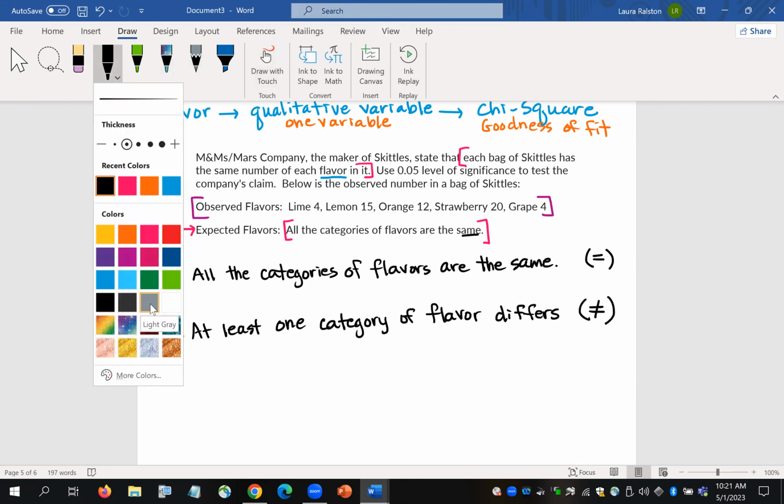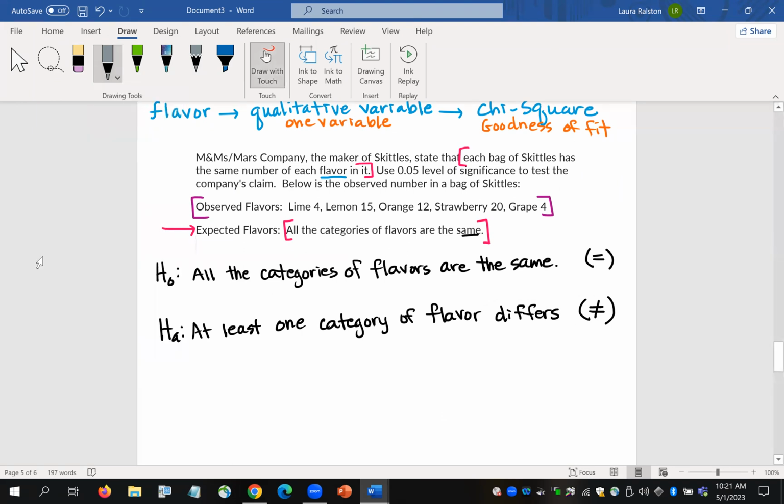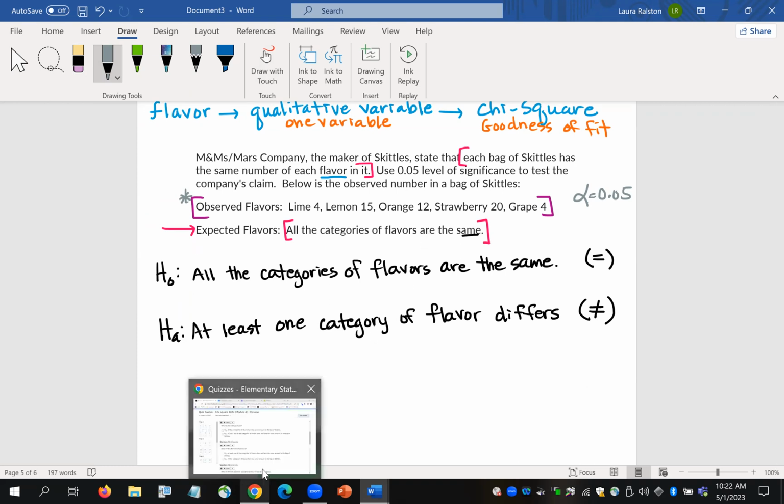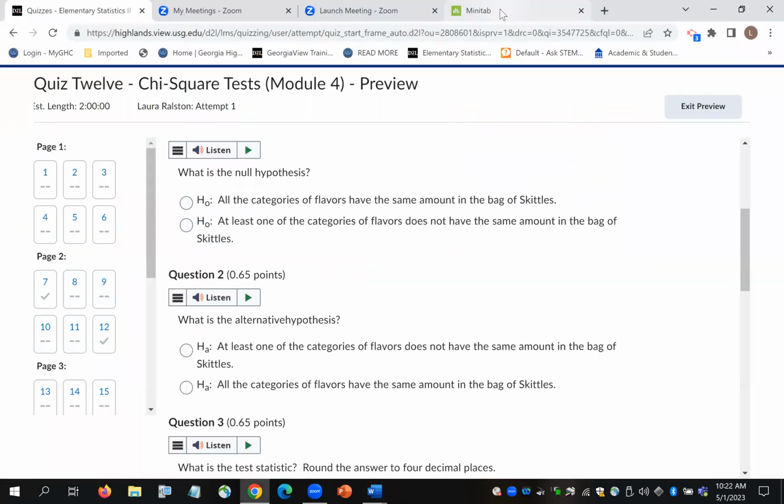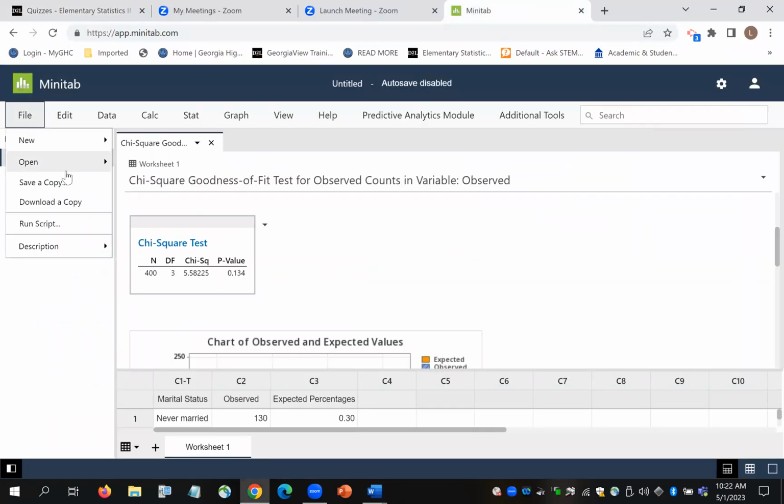Again, my data is not given in a table form, but it's given in this list form. So I have my observed values, and I need my alpha, which again is given as 0.05. So I'm going to take this information that's in a list and put it into Minitab so that when I'm done, it kind of looks like a table. So I'm going to get a new piece of paper.